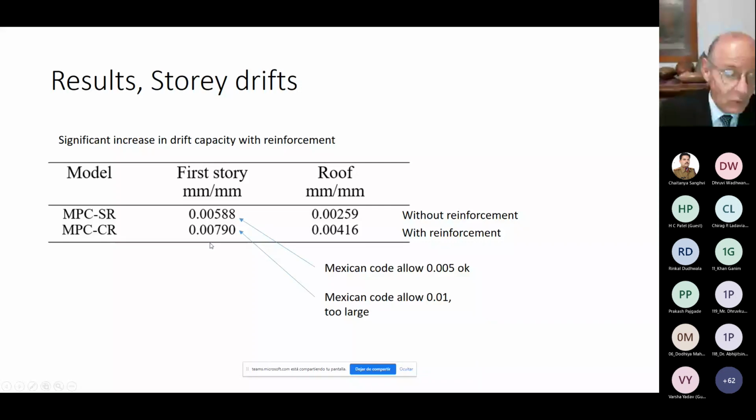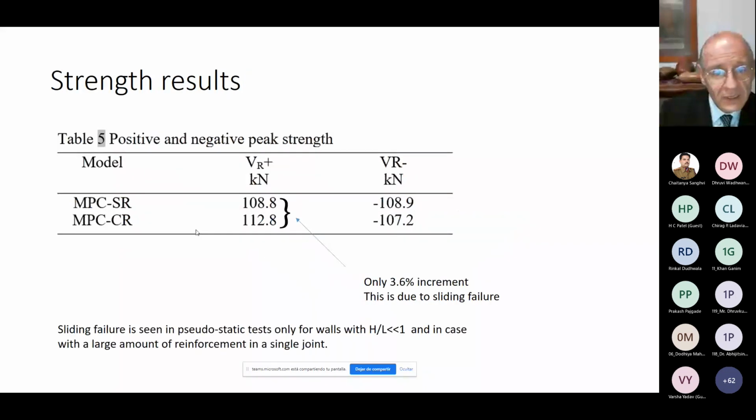And we did these experiments to check these values actually. And so this is very valuable information for decision making. Whether we will reduce the allowable drifts is a question that will be decided in the committee of the code. And this is what I wanted to show you, the strength.